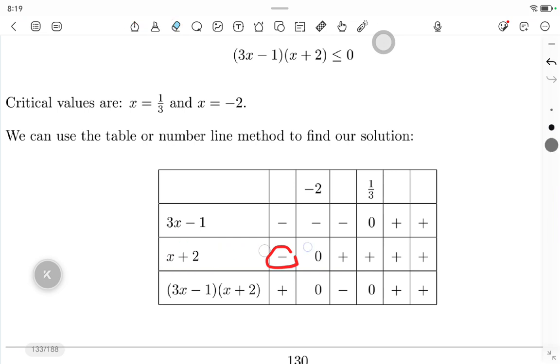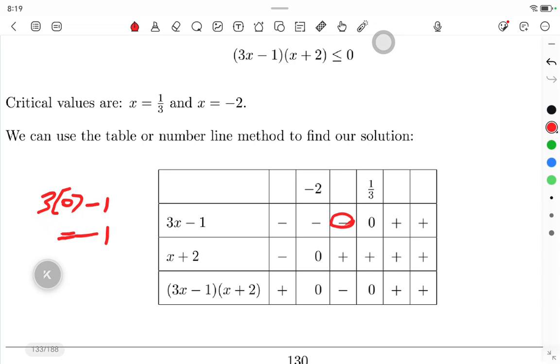So now I come in between negative 2 and 1 over 3. I can put a 0 there. 0 is between, so I'm going to substitute 0. When I say 0 minus 1, I'm going to get minus 1. That's why we have a negative here.